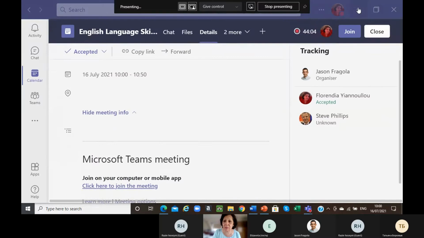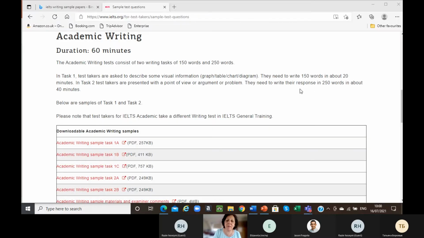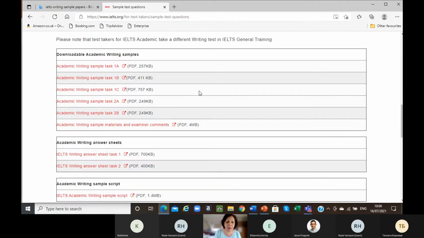Now, on the IELTS exam, there are always two essays. There's one that is 150 words, and there is one that's 250 words. And it's the 150 word essay I'm going to look at with you today. So you can see here that the academic writing lasts 1 hour, and you will be expected to do 2 essays. Now, the first essay is 150 words, and I'll just show you an example of this today.